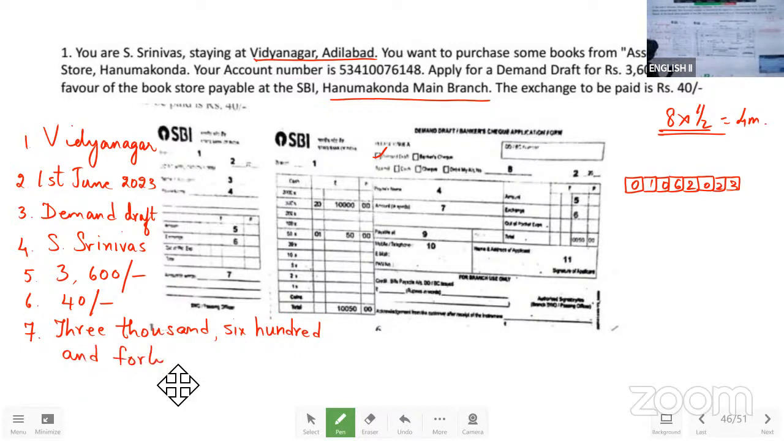After 40, it is better if you write the word only. Sometimes it's here, sometimes it's not written. Now the eighth one. This is the most.